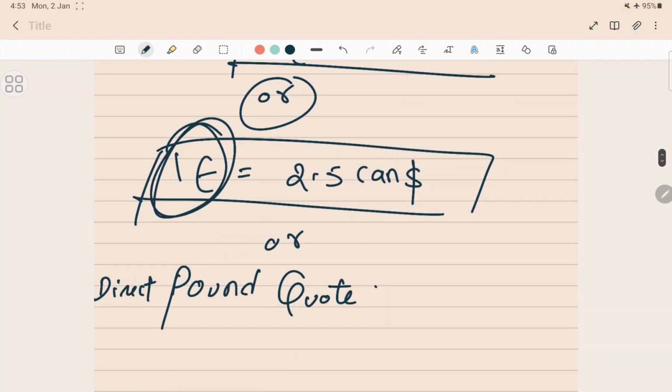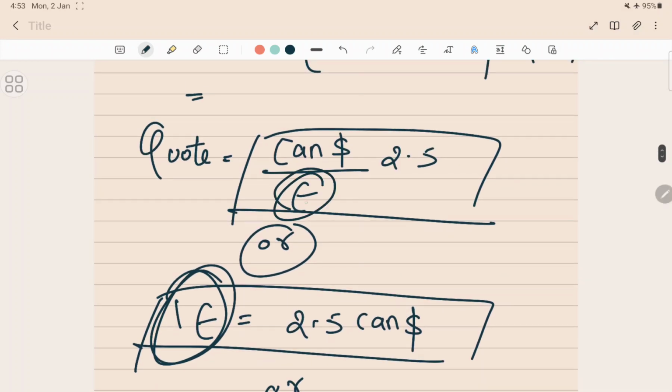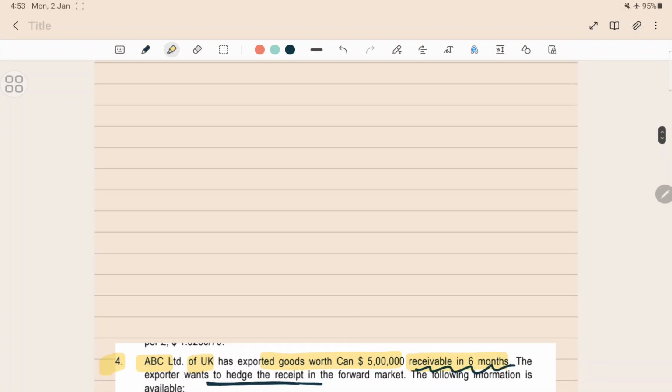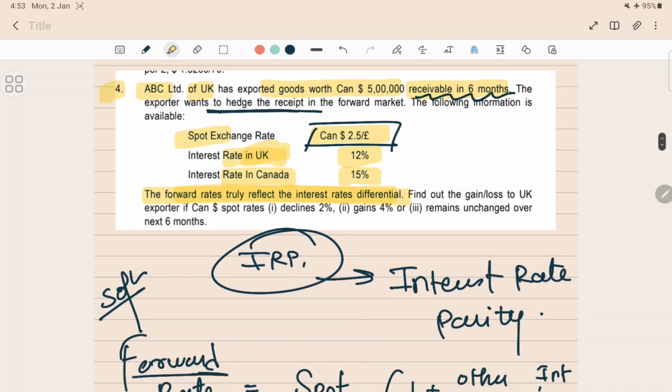What is the base currency? See, pound is the base currency. Why? Because pound, once again, is the standard currency and Canadian dollar is the other currency. See, in a quote, there are only two currencies. If one is the base currency, the currency in the numerator will be the other currency, right? So here the base currency is pound and other currency is Canadian dollar. So pound means UK and Canadian dollar is in Canada.